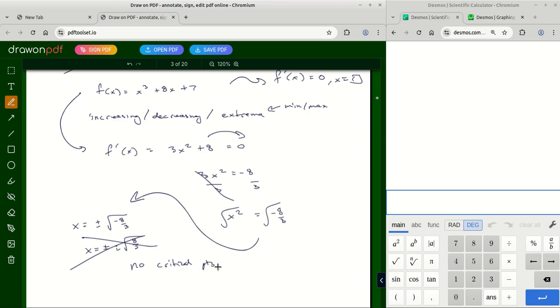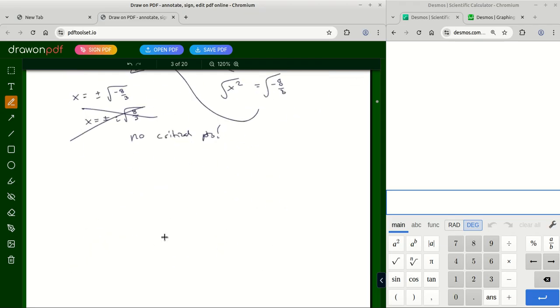Now that's not the answer, but that's helping me understand something. So what are they asking for? I have an increasing interval, a decreasing interval, and then they want those critical points, which again are like mins and maxes and stuff like that. Well, right now I could definitely say none right here, so that's easy.